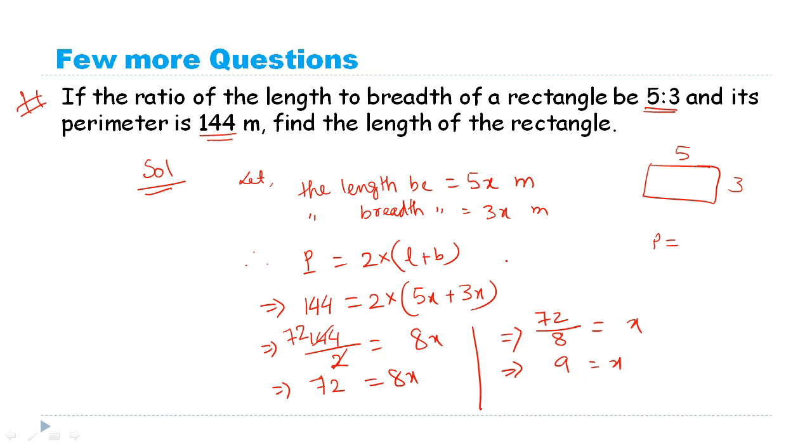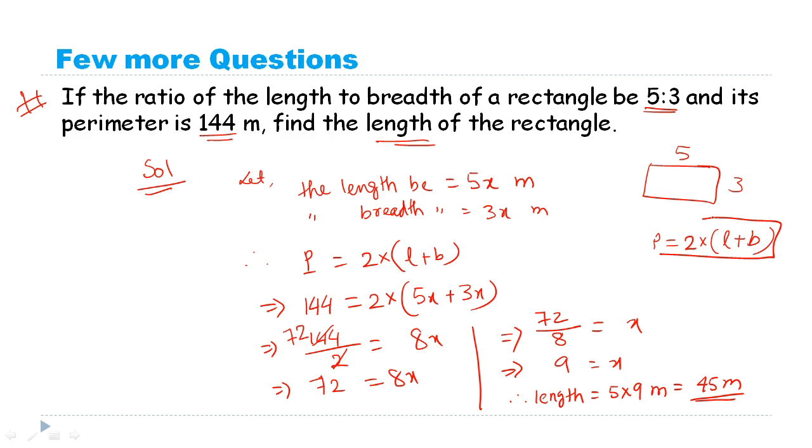Now you see, we are asked what? Find the length of the rectangle. But what have we assumed? We have assumed that the length is 5x. 5x means what? 5 into x. So the value of x we have obtained is 9. Therefore, length will be what? 5 into 9 meter. That is 5 9s are what? 45 meter. And those who have given me the right answer for the perimeter are very good students. The perimeter of a rectangle is 2 into length plus breadth.